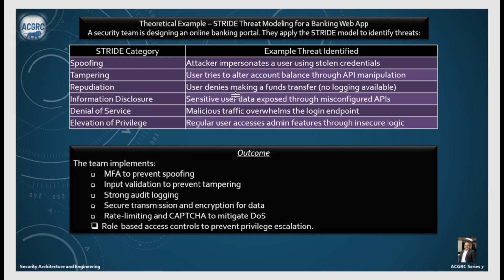The outcome: the team implements MFA to prevent spoofing. They implement input validation to prevent tampering. They build in strong audit logging. They secure transmission and encryption for data. They use rate limiting and CAPTCHA to mitigate DoS. They enable role-based access control to prevent privilege escalation.